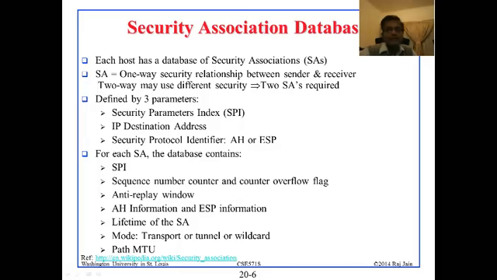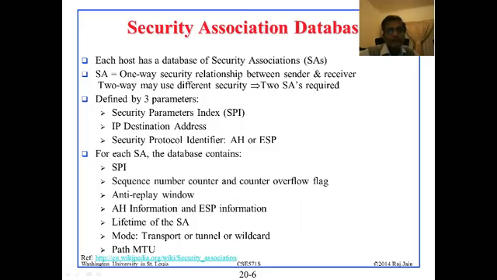And for each security association, we keep the SPI, which is the security parameter index, simply the index in the table. Then the sequence number counter. Each packet which is sent has a sequence number, so the counter is kept. If the counter overflows, that flag is kept.